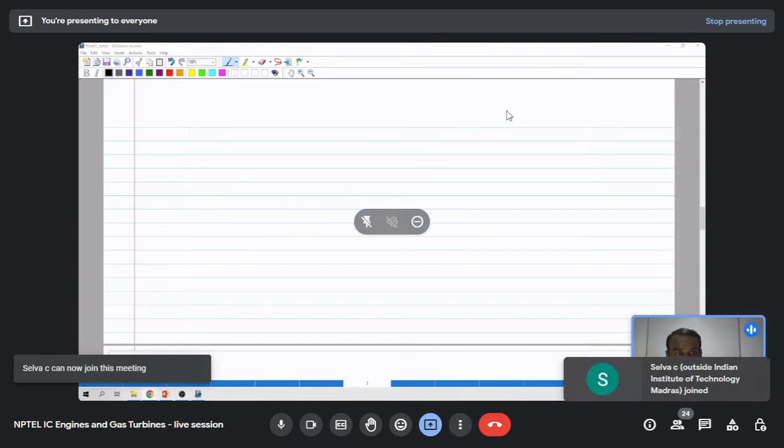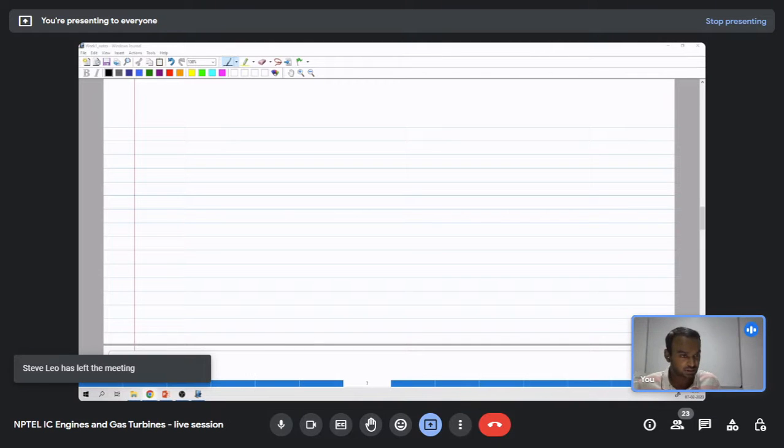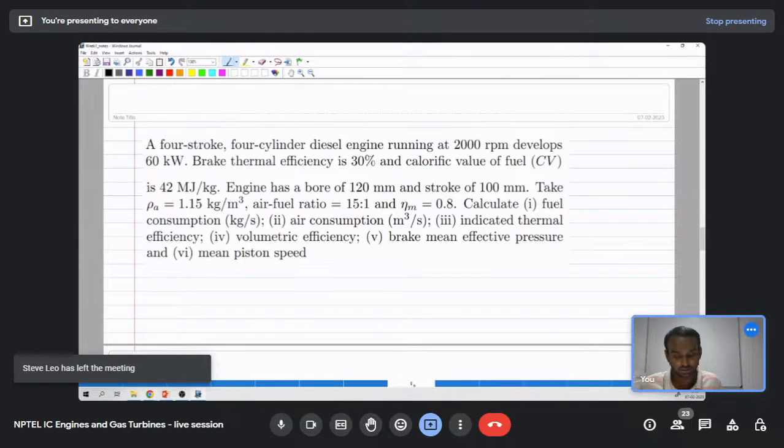Excuse me, sir. I think we have done these questions in the previous section. The same question? Yes, sir. Okay. Actually, mean piston speed wasn't there. Oh, okay. But other terms are there. Yes, sir. Okay.